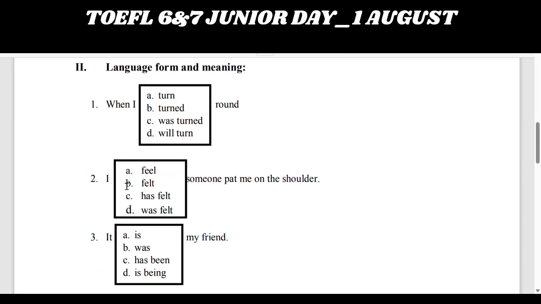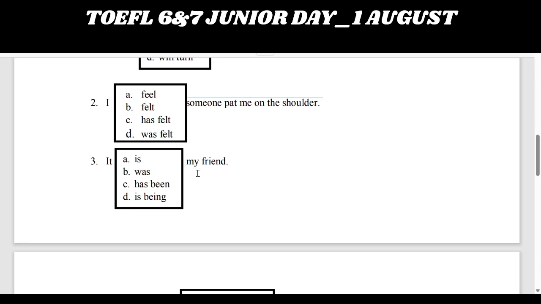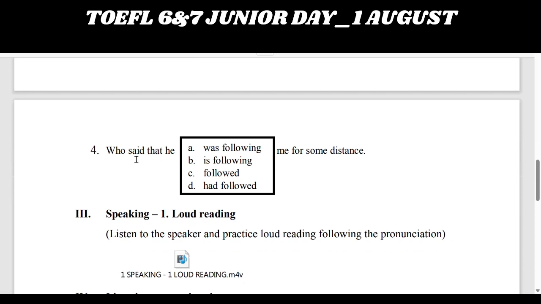When I turned round, I felt, here also past tense. I felt someone pat me on the shoulder, right? It dashed my friend. So past tense, so it was my friend, right? Who said that? Said is past tense. Who said that he dashed me for some distance? Was following, is following cannot come because it is present tense. Followed can come because this is past. But here the answer is had followed. Why? Because he said that he had followed. So this is a previous action in the past, an action that happened before that. Okay, so had followed is the answer here.